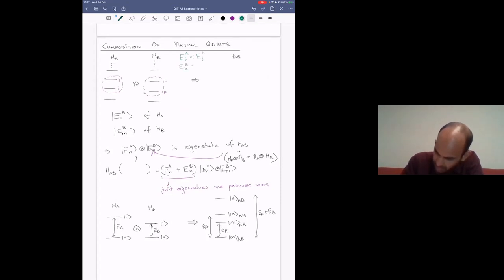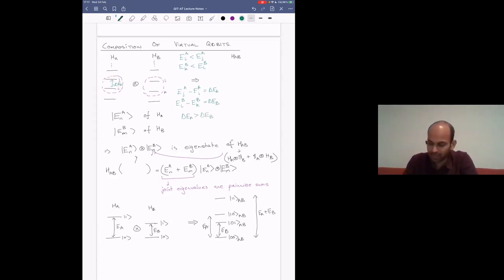EK on B is less than EL on B. I can always do this without loss of generality because if not, I switch the labels. And I'm also going to make the gap here, which I call delta EA, greater than the other energy gap on B. So this is delta EB, and delta EA is greater than delta EB.